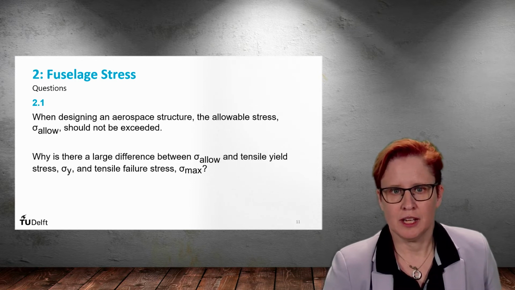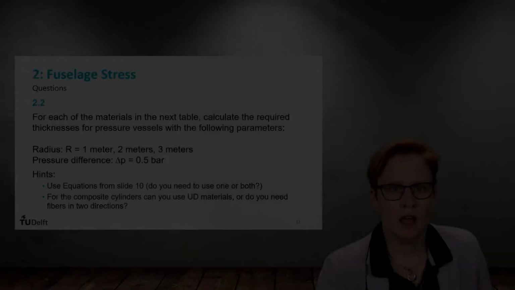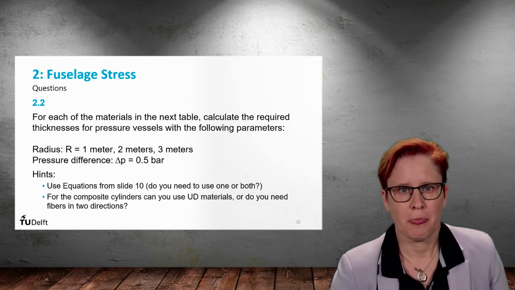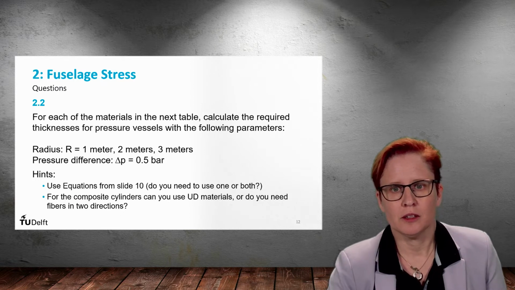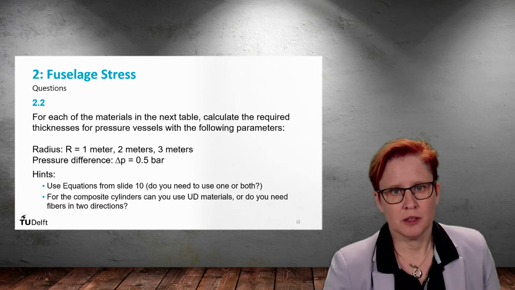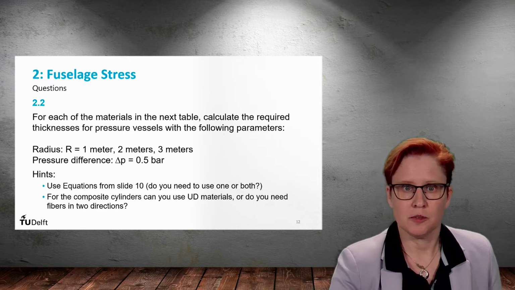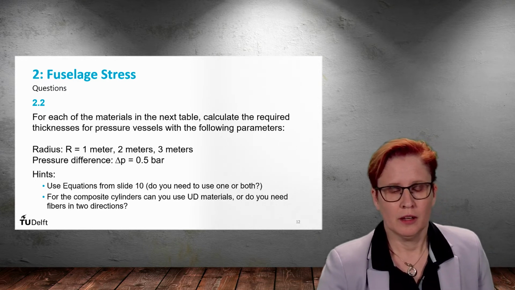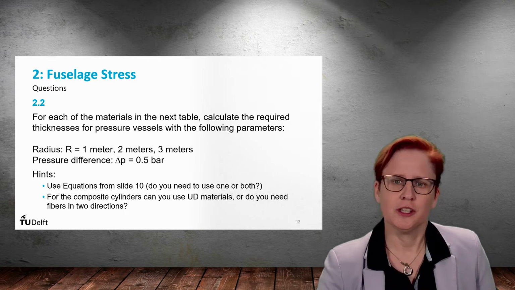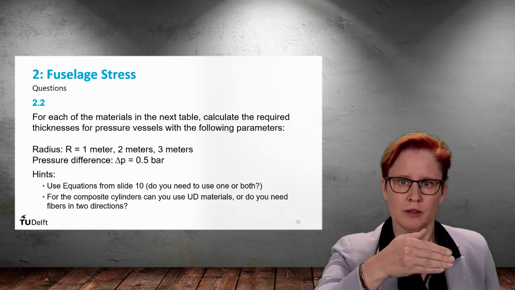Why is there a large difference between the allowable stress and the two tensile yield stresses and failure stresses? The second question is, in the next slide I have a table with all sorts of material properties. And we ask you to calculate the minimum required thicknesses for the pressure vessels using some of the parameters you see below. For this, use the equations on 2 slides previous, and think very well about the composite cylinders. If they're unidirectional materials, do they only go in one direction or in 2 directions?